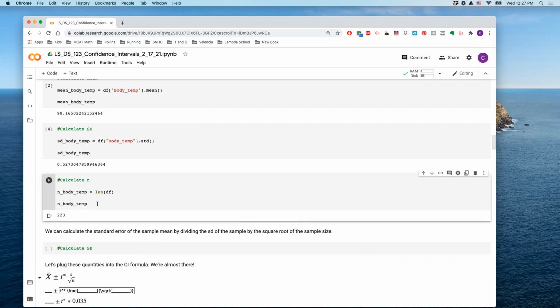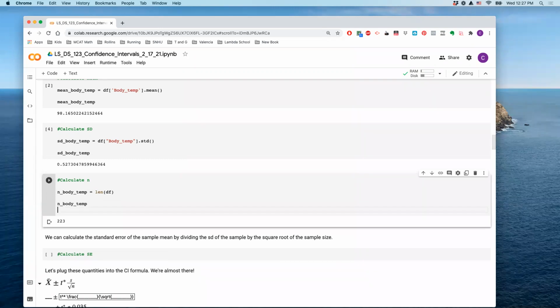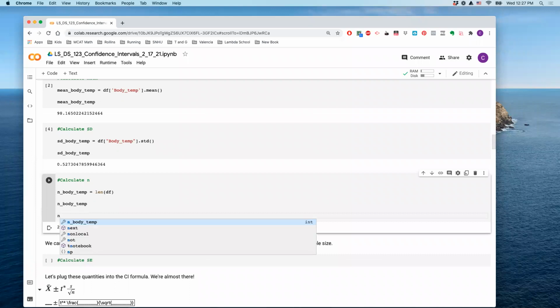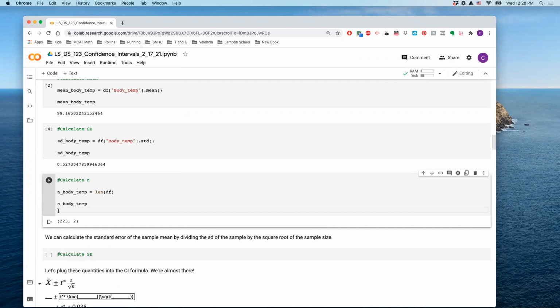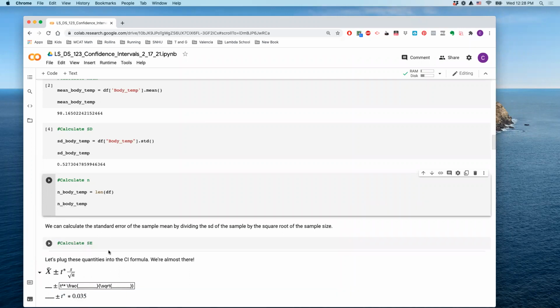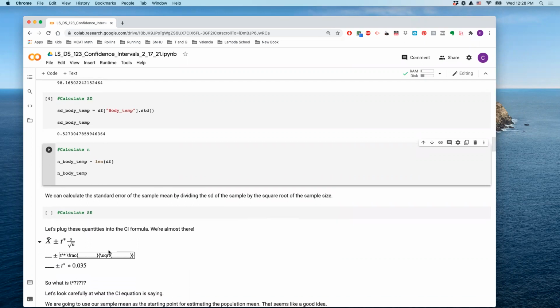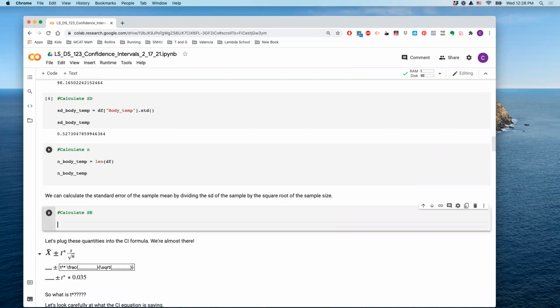And so I've got 233 individuals. And just to check, if I do print the shape, I do see I have 223 rows. So that gives me confidence that I got the right thing. Now, there is a built-in function to get the standard error.